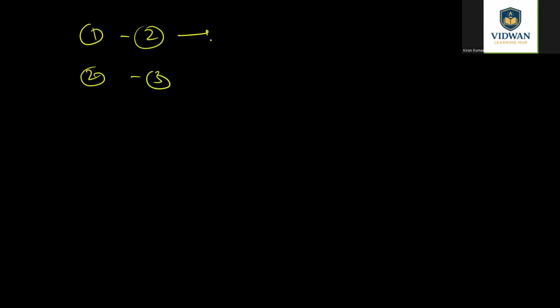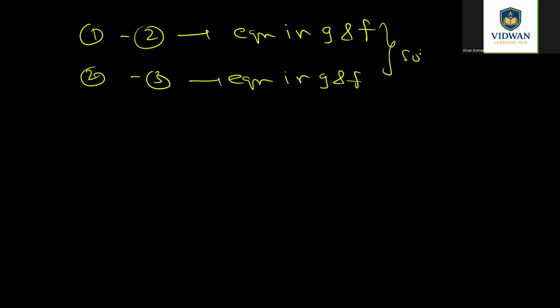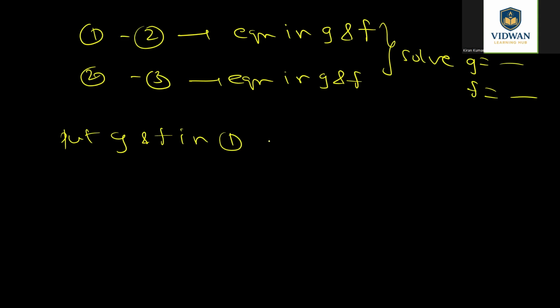So this will give an equation in G and F. It eliminates C. And this will also give another equation in G and F. This also eliminates C. Then you can just solve and find the G value and F value, and put these values again. Put G and F in any one of the equations, 1 or 2 or 3, to get C.